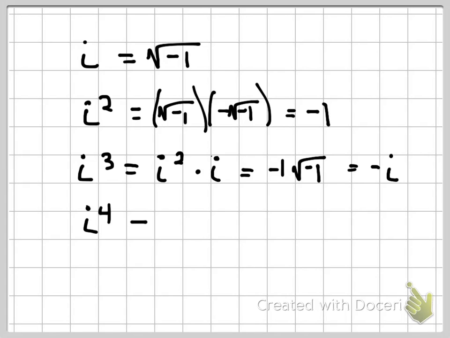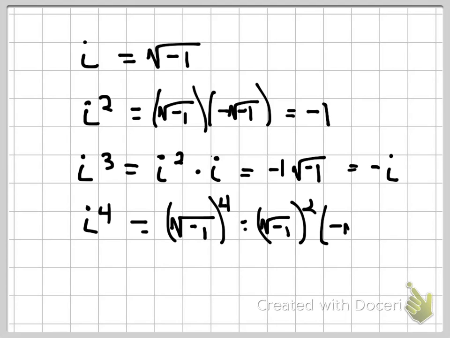And finally, we can have i to the 4th, which, if we think about it, if i is the square root of -1, let's do it this way this time, and we take that to the 4th power, that's going to be 4 of these multiplied together. Since if we square it, we get -1, and we square it again, we get -1, and then we multiply those together, that means i to the 4th must be 1.